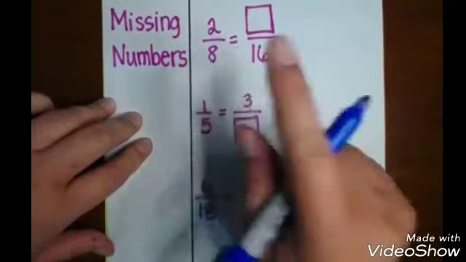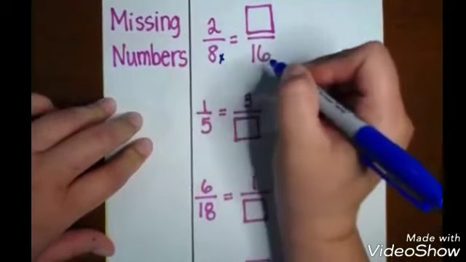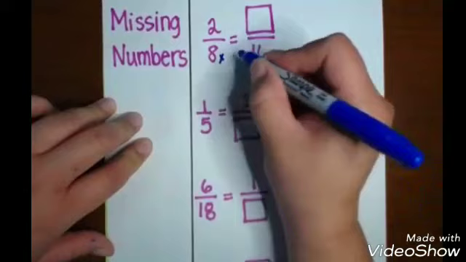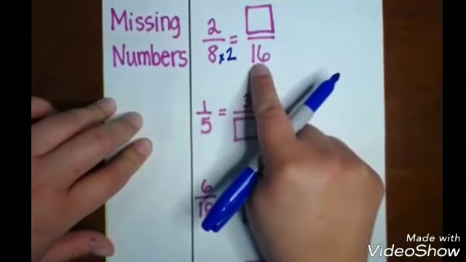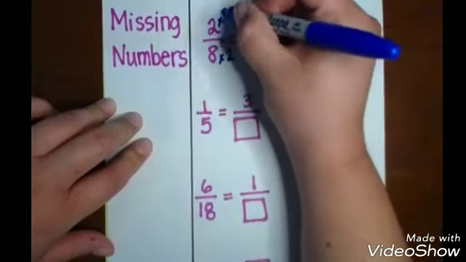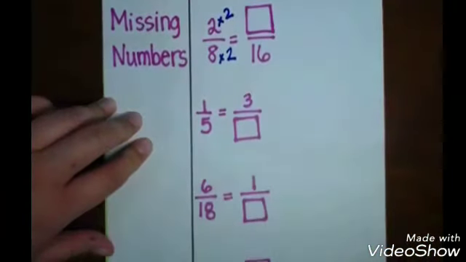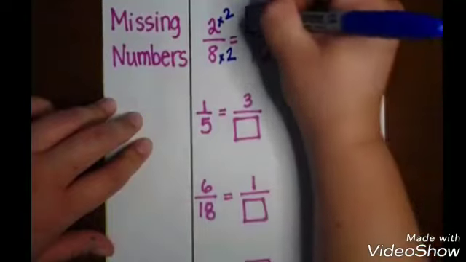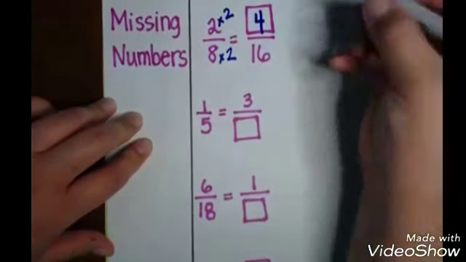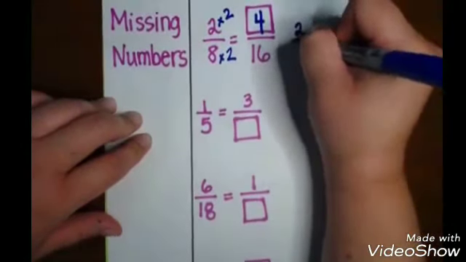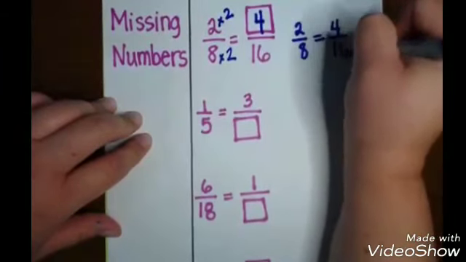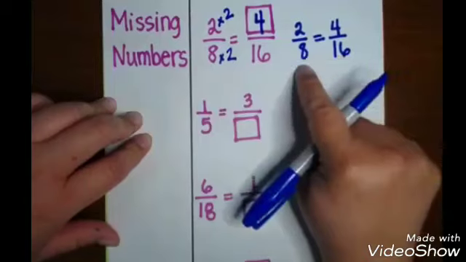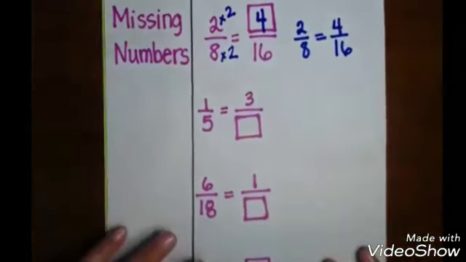So ask yourself, 8 times what is equal to 16? And the answer to that is 2. 8 times 2 is equal to 16, which means whatever you do on the bottom, you do to the top. 2 times 2 is equal to 4. The answer here is 2/8 is equal to 4/16. These two fractions are equivalent fractions.